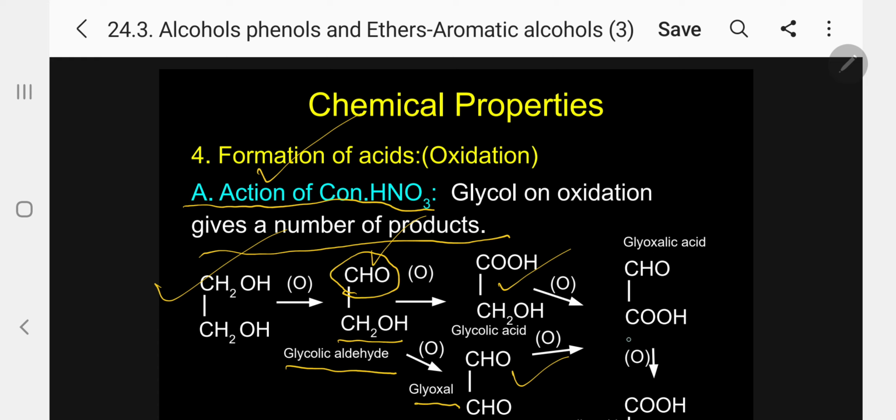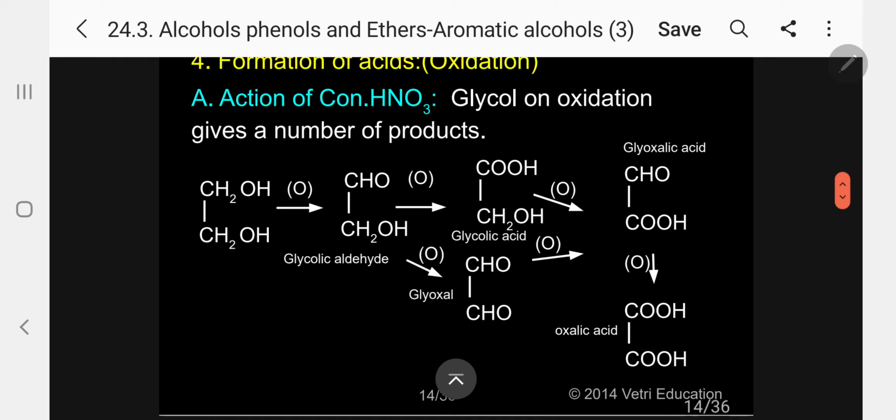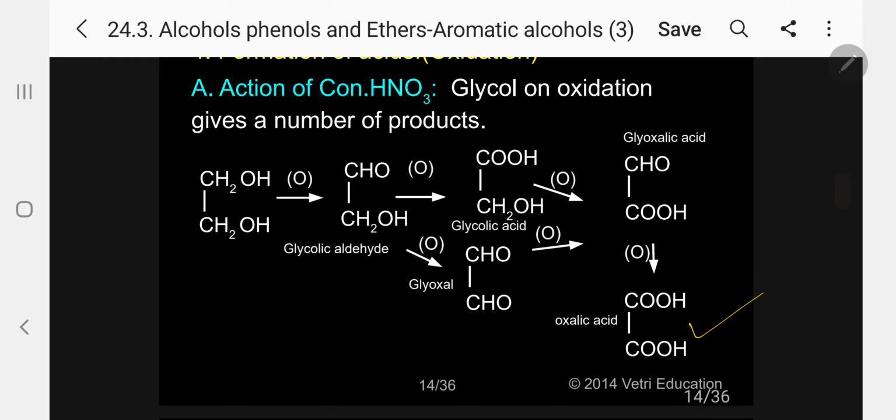And further oxidation, kindly follow, produces the same acid from these two, that is glyoxalic acid, having aldehyde and COOH. Further oxidation gives oxalic acid. So the final product is oxalic acid. Kindly follow. So this is the most important, normally asked: what is the final product when glycol is oxidized with nitric acid? That is oxalic acid. Kindly follow.